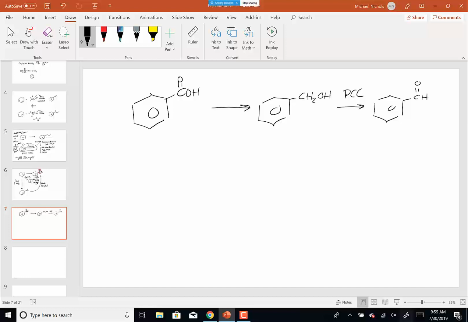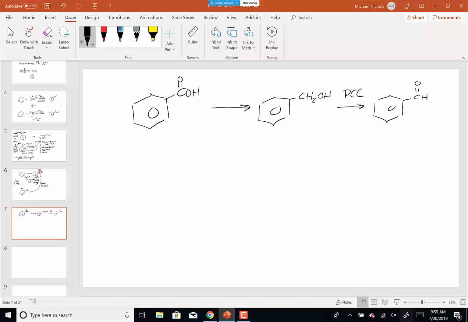Now there's two others that actually will come into play tomorrow and Thursday, called Swern and Dess-Martin. The Swern and Dess-Martin are environmentally friendly versions of PCC because PCC involves chromium-6. But remember, PCC is a poisoned chromium, so that it only stops at the aldehyde.